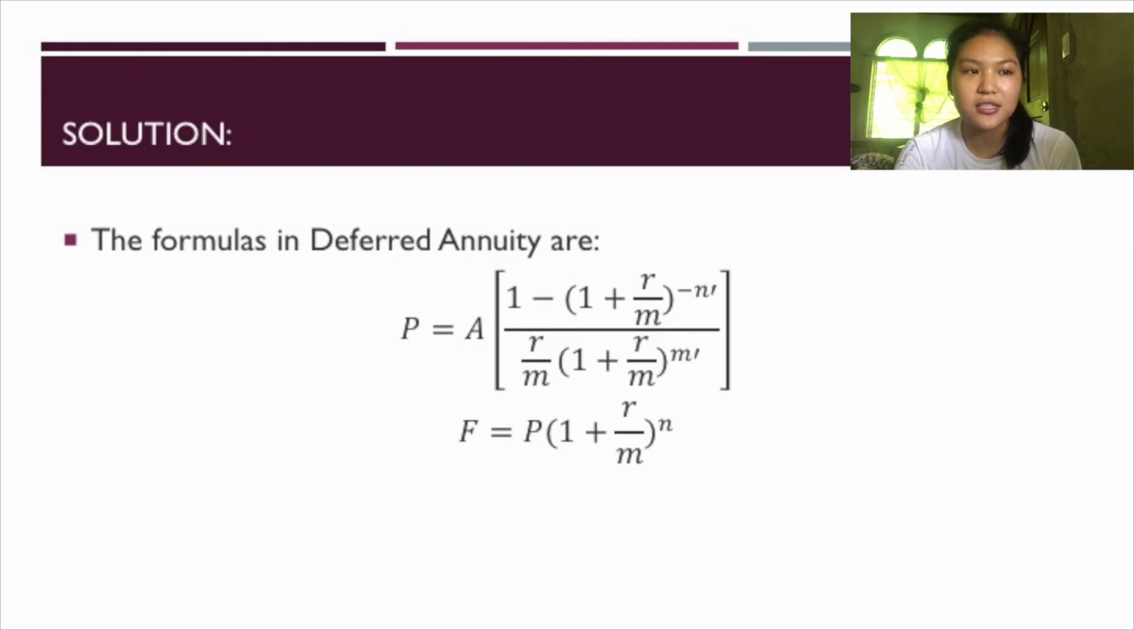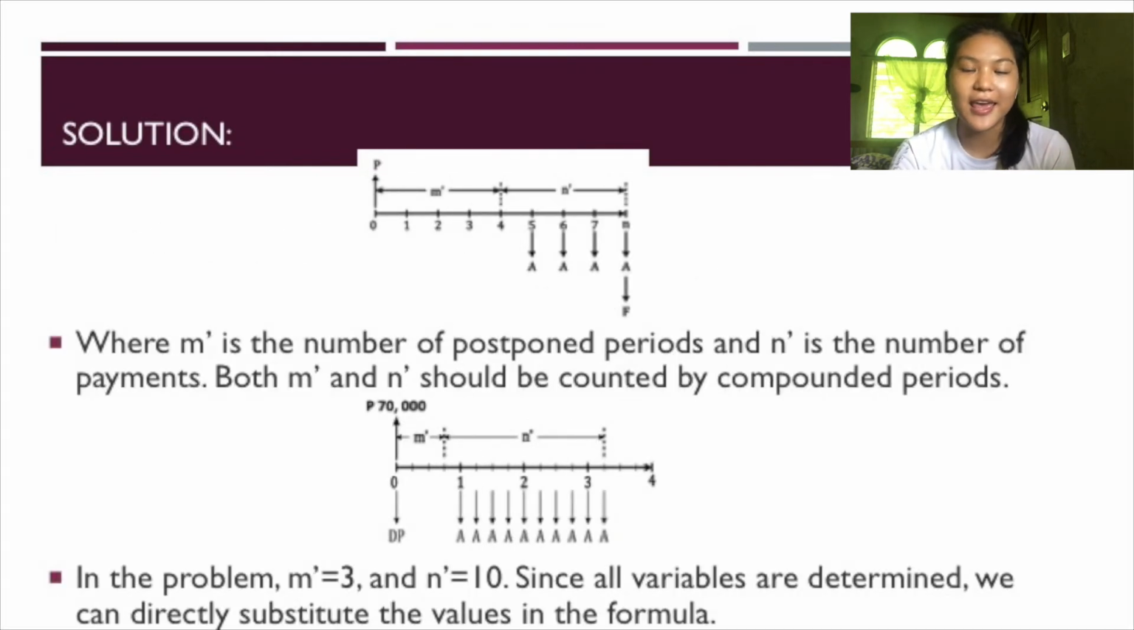First is P is equal to A times 1 minus (1 plus R over M) to the power of negative N prime, over R over M times (1 plus R over M) to the power of M prime. And the second one is F is equal to P times (1 plus R over M) to the power of N, where M prime is the number of postponed periods and N prime is the number of payments. Both M prime and N prime should be counted by compounded periods. So the M prime in this problem is equal to 3 and the N prime is equal to 10.